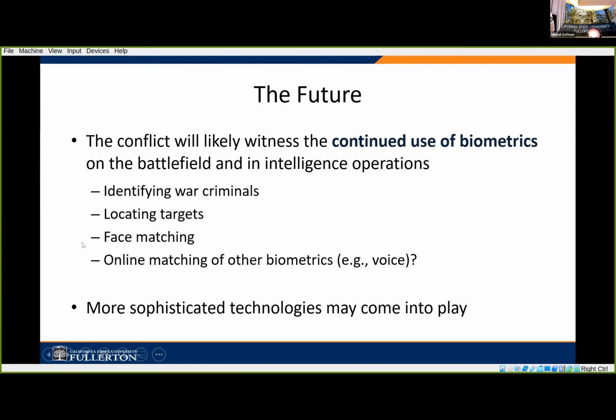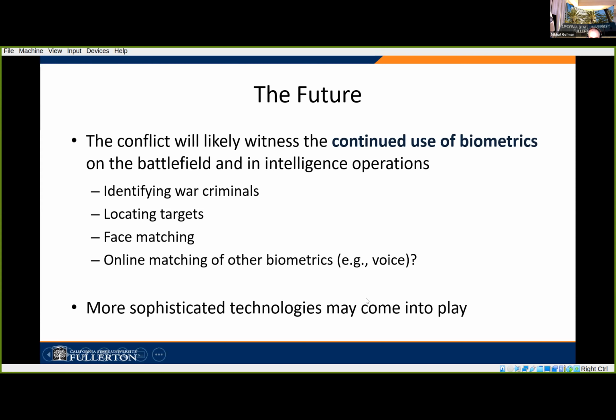Face matching search engines are also likely to continue being used. And perhaps we may even see emergence of other types of matching. For example, verifying the voice of soldiers, of officials, and others to make sure that what is being said is indeed being said by whom it is claiming to be, that it's not just part of some disinformation campaign.